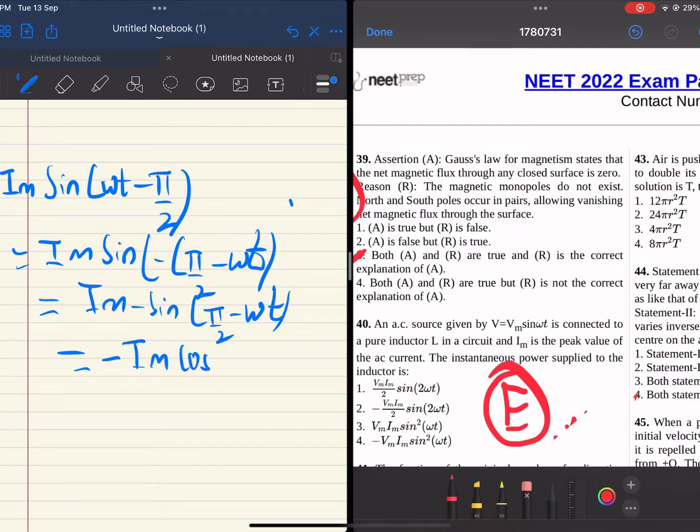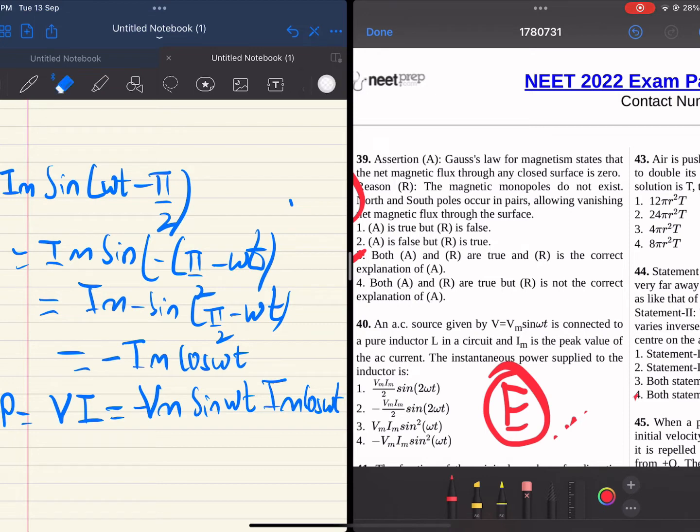Now, we know instantaneous power is equal to Vi. That is, V is given as Vm sin omega t into minus Im cos omega t. I have taken the minus in front. And we know sin omega t cos omega t can be simplified as sin 2 omega t by 2. How? By multiplying and dividing by 2. 2 sin omega t cos omega t is sin 2 omega t, and there's a 2 down. So the answer will come out to be option number 2 for the 40th question.